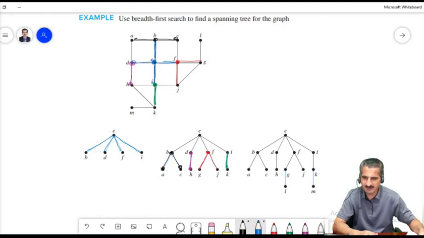And now what's left? Let's see. We got this vertex, this one, this one, and this one, this one, this one, and this in here, and this in here. So this one is left, and it comes out of K. Here we go. And also L is left, and we can reach it from G. Okay, and we are done with the spanning tree.